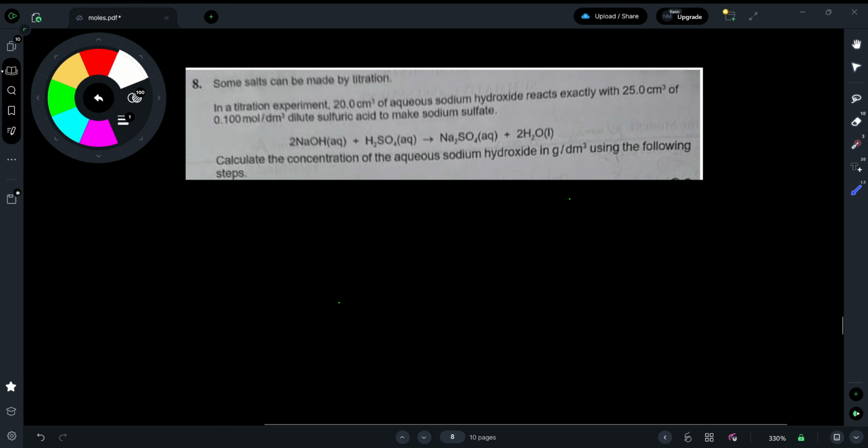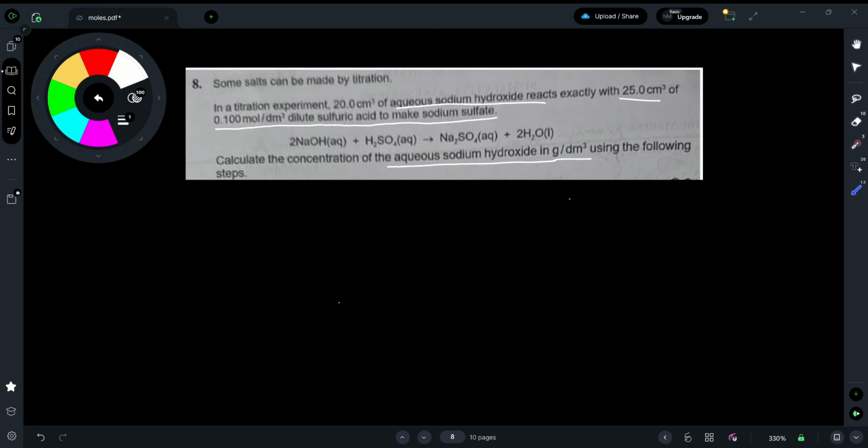So the question says some salts can be made by titration. In a titration experiment, 20 cm³ of aqueous sodium hydroxide reacts exactly with 25 cm³ of 0.100 mol/dm³ sulfuric acid to make sodium sulfate. Calculate the concentration of aqueous sodium hydroxide in g/dm³ using the following steps.